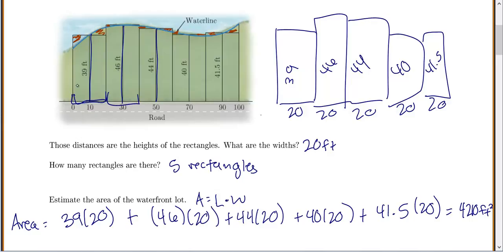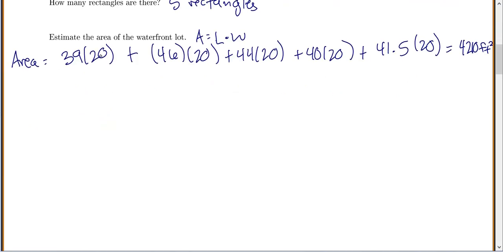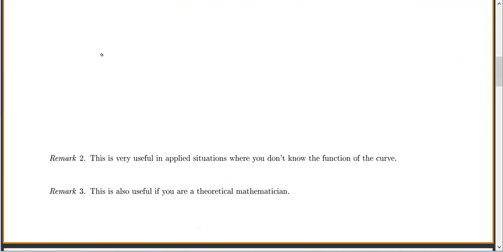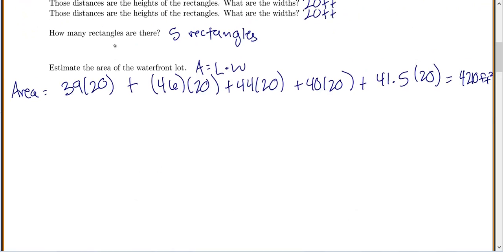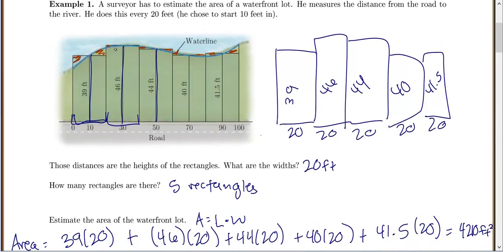This is something that we do in applied situations where you're not going to know the function of that water line, the function of that curve. But you can always estimate it with rectangles. This is also useful if you're a theoretical mathematician. What this means is we did the one estimate using Riemann Sums, where we estimate the area with rectangles.